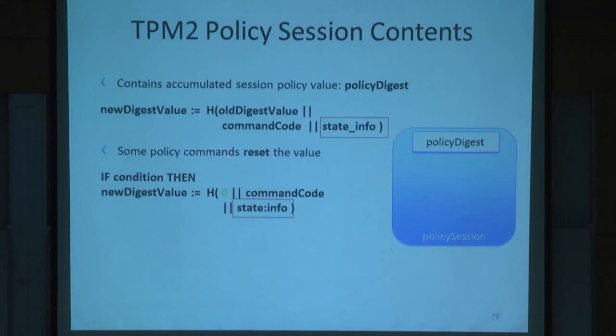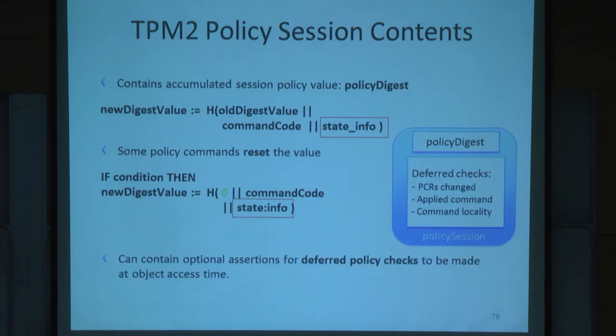And some commands, like this reference integrity metric that we saw earlier, can actually reset the value. If a certain condition is satisfied, then the new digest value doesn't have to depend on the old digest value, but it can reset it to 0, though it has to remember the command code and the command-specific information. So this is how you can support multiple different ways of reaching the same policy digest value in the end. And we'll see how this is used later.